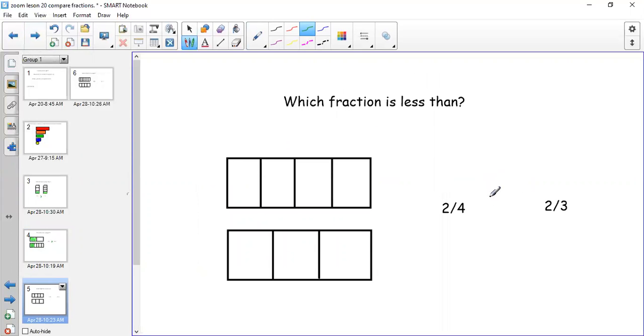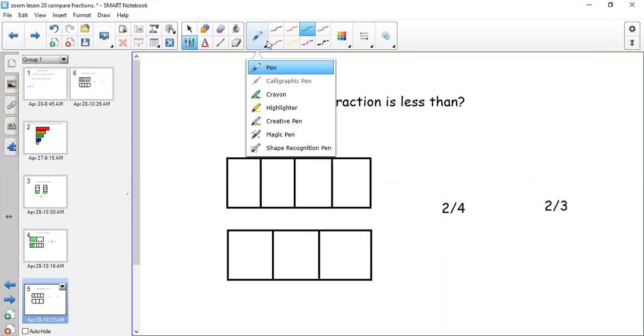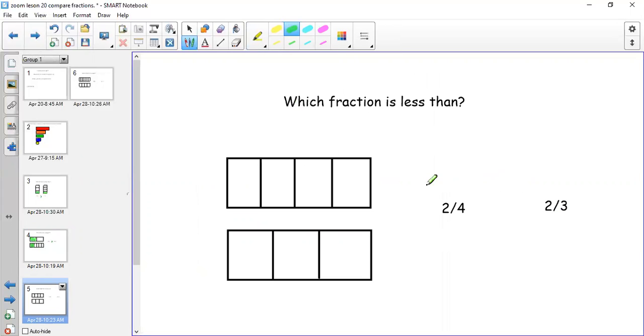Which fraction is less? We have 2/4 and 2/3. First, let's represent each fraction on the fraction strip. To represent 2/4, we need to shade in 2 equal parts out of the 4. And to represent 2/3, we need to shade in 2 equal parts out of the 3.